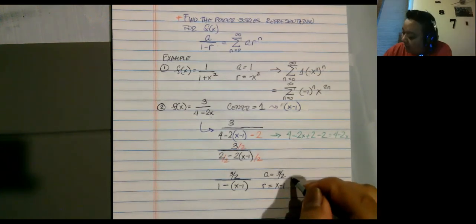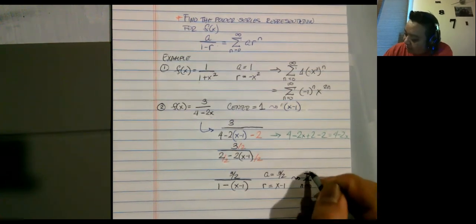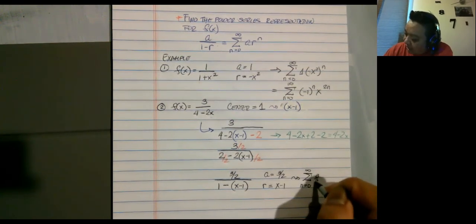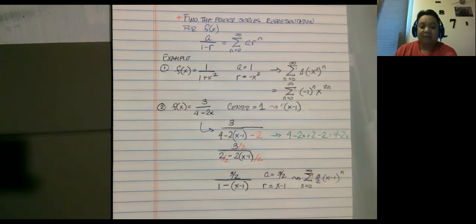So you want that x minus 1 to have the n power. And so now writing that out as a power series, it will be n equals 0 to infinity of 3 halves times x minus 1 to the n power. And there is your answer.